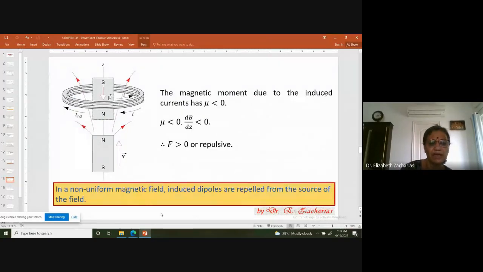Or summing it up as a sentence, in a non-uniform magnetic field, induced dipoles get repelled from the source of the field. The source is the bar magnet. The dipole, which initially does not have any dipole moment, is the pair of loops. Then there is an induced dipole and it is getting repelled from the source of the magnetic field.